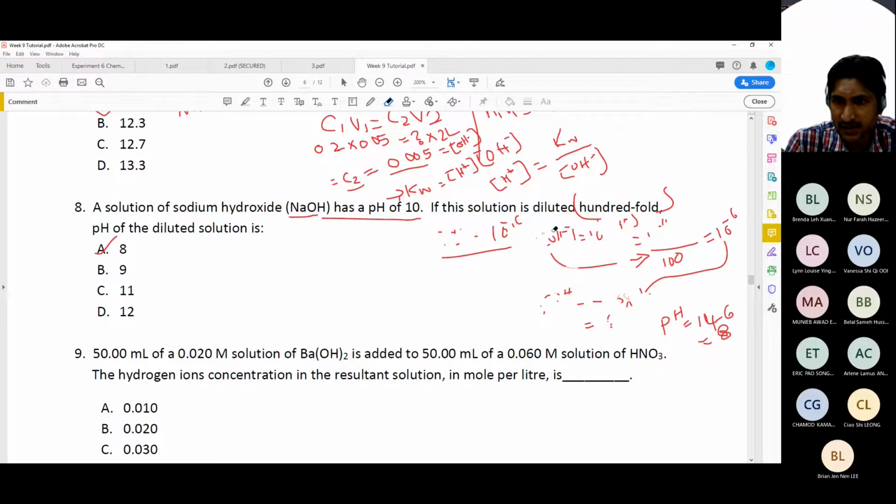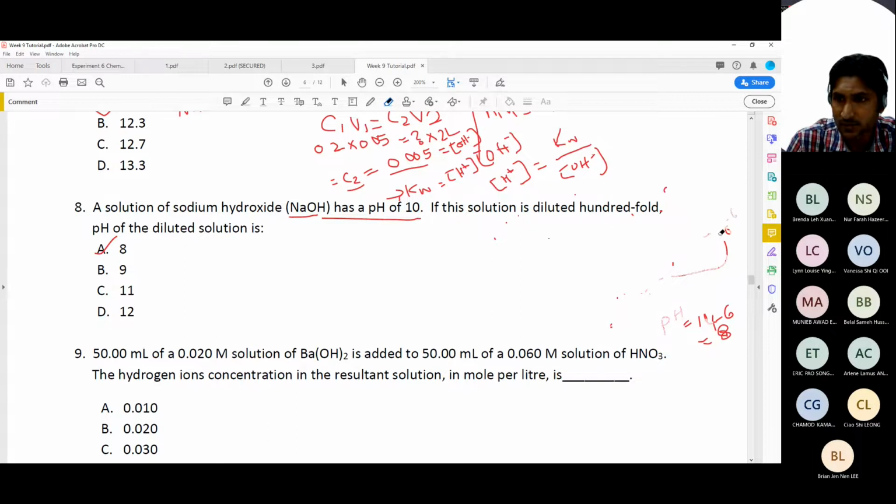The question is saying that I know there is some pH of the solution, but I want to dilute it, and then calculate what will be the new pH of that diluted solution. So first of all, what is the pH of the solution that we have? The pH of the solution is 10, and we have to dilute it.